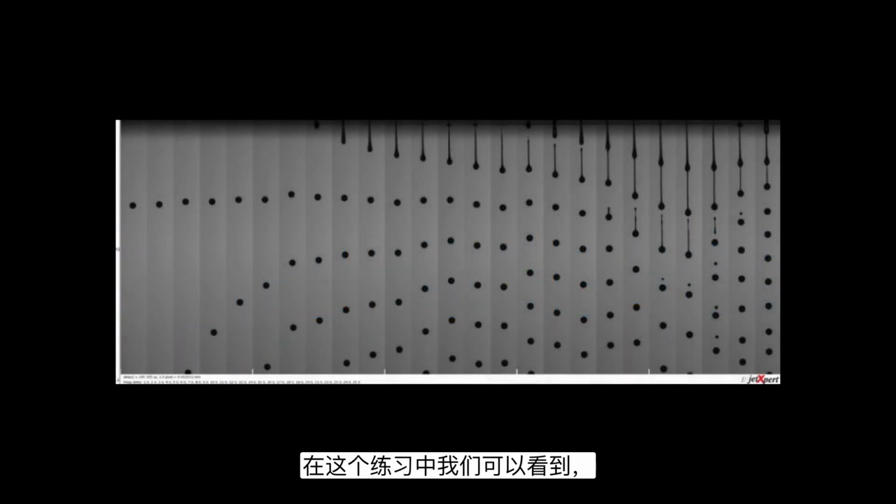What this looks like in practice is we can see here that at certain frequencies the velocity of this drop really picks up.